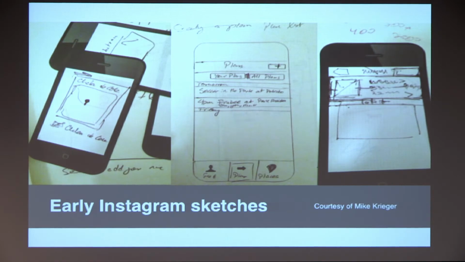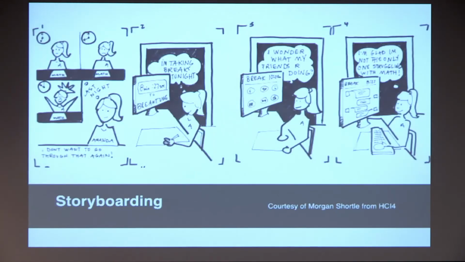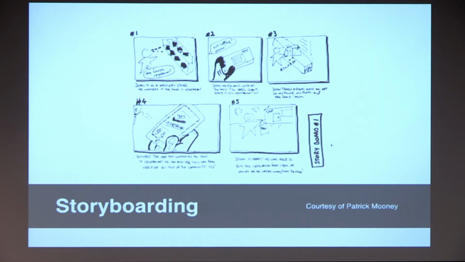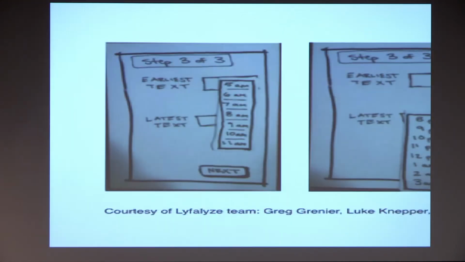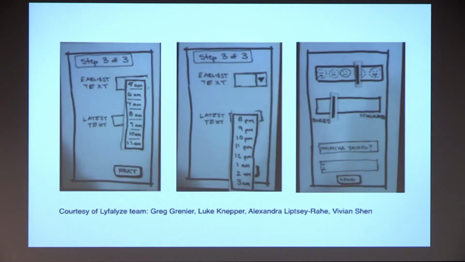Again, here's some early sketches from Mike, the Instagram user interface, and these were instrumental, Mike tells me, in terms of getting the whole design team on the same page. Here's another example, really nice storyboard. And then what you can do with these, once you've got your storyboard worked out, is start to create a paper prototype of the user interface.